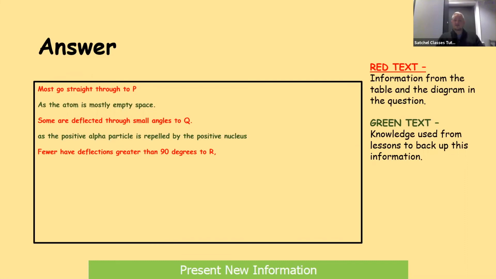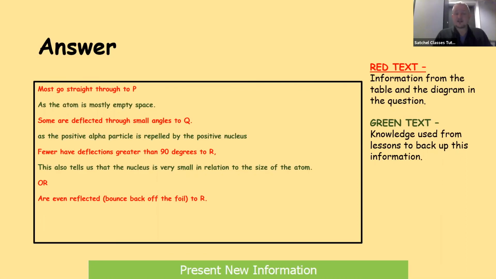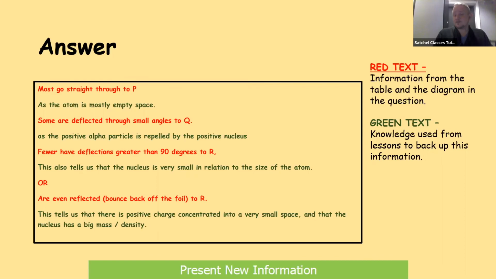Fewer have deflections greater than 90 degrees to R. This also tells us that the nucleus is very, very small in relation to the size of the atom, or they're even reflected or bounce back off the foil to R, telling us that there's a positive charge concentrated into a very small space, and that the nucleus has a large mass or density.